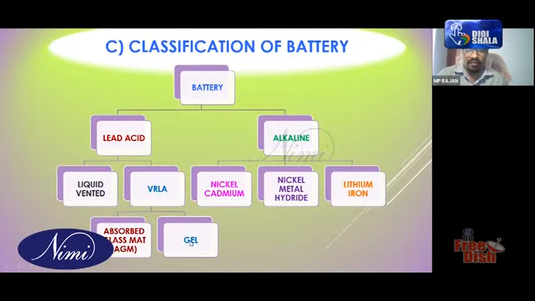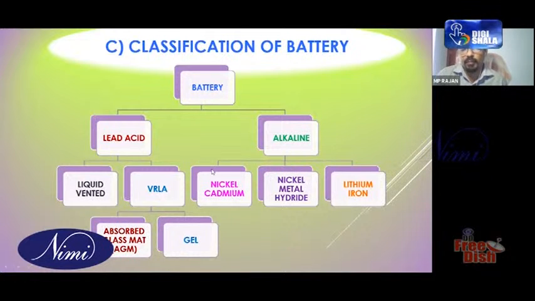Alkaline batteries include the nickel cadmium battery, nickel metal hydride battery, and lithium ion battery. These are all metals, whereas here lead peroxide and spongy lead are non-metals. So we can say metallic battery and non-metallic battery also. So this is a very strong battery. In a solar system, we are using all these types of batteries.